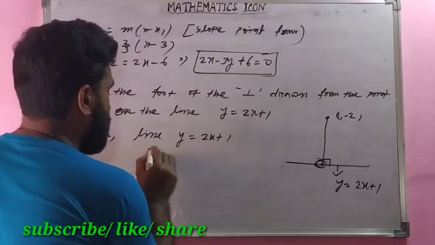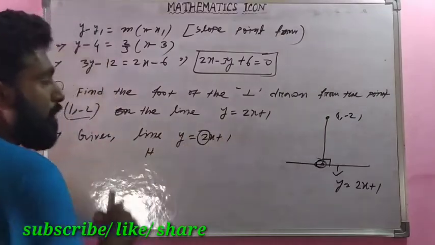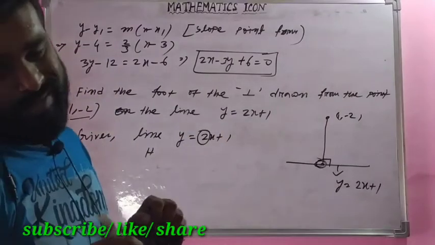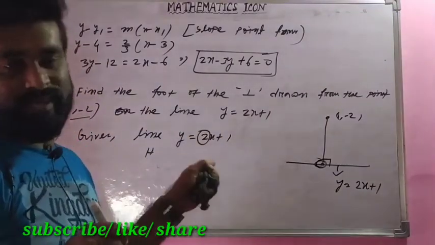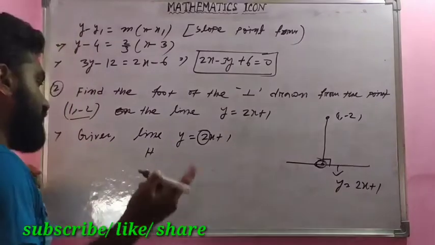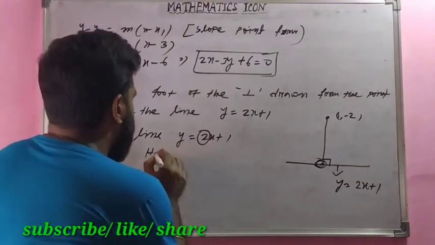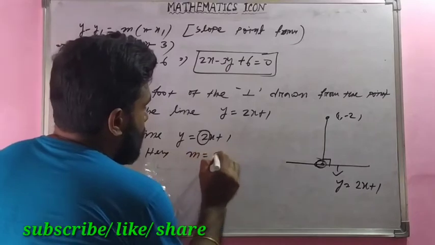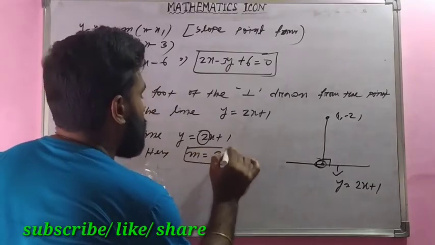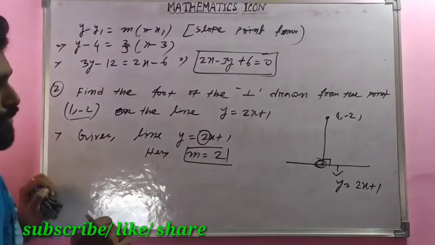This is the given line. I think it is already in the form y equals mx plus c. This given line is already in that form, so easily you can get the value of slope. That means m equals 2.